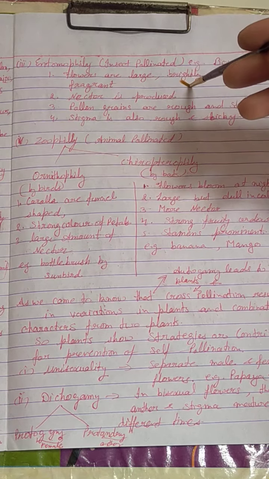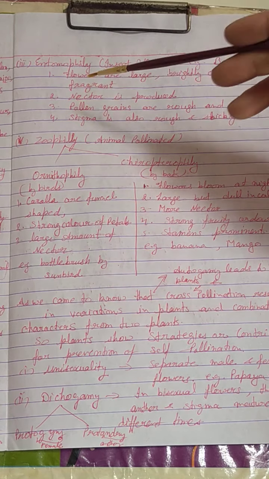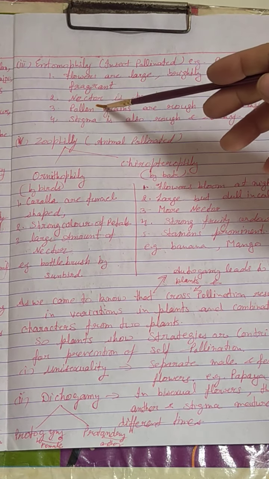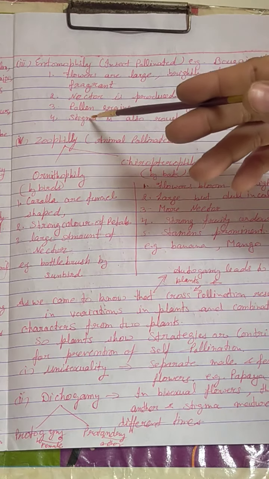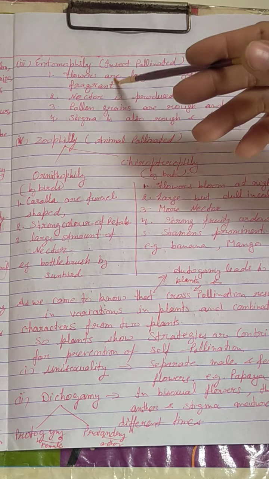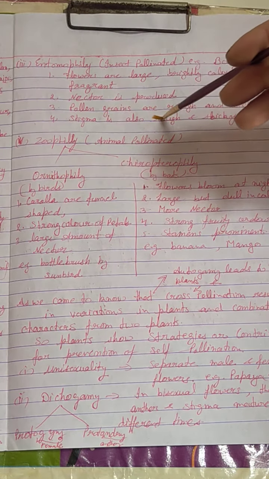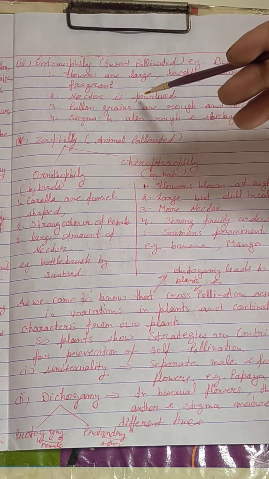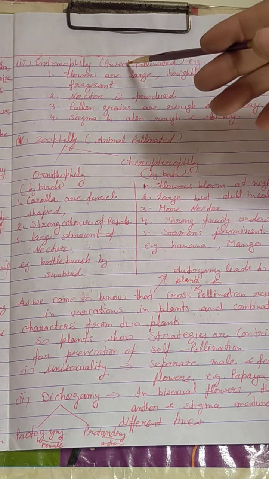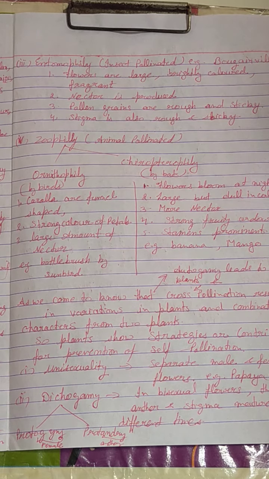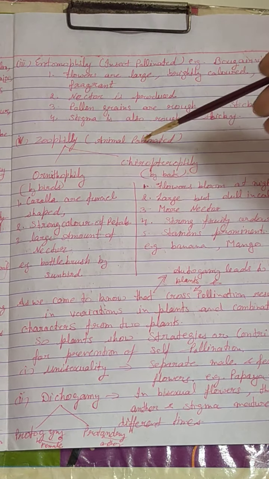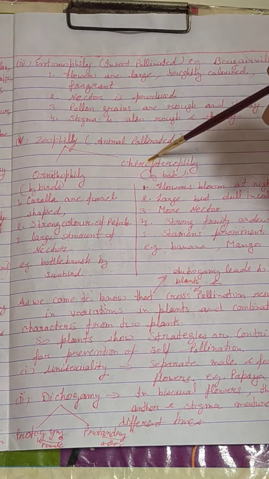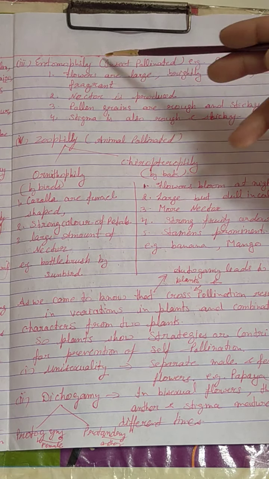Flowers are large, brightly colored and fragrant. Nectar is produced for the attraction of insects, for the appetite of insects, and pollen grains are rough and sticky. The pollens would be rough and sticky so that they can easily stick to the body of the insect, and the stigma is also rough and sticky. Both need to be rough and sticky for pollination.